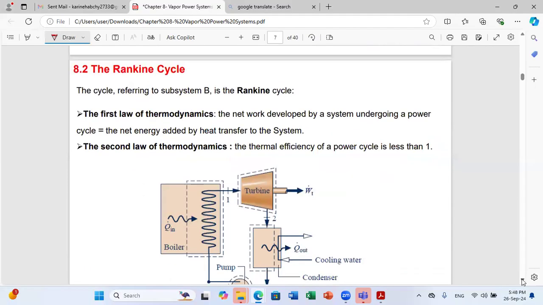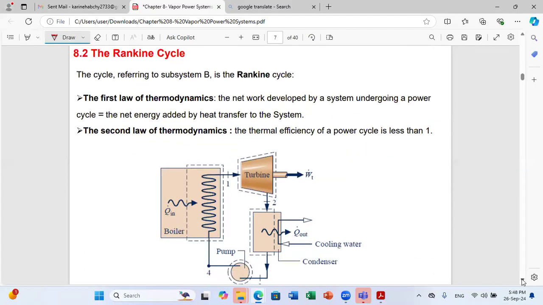Now that we understood the importance of the cycle, because it is the basic cycle for the majority of vapor power plant systems generating electricity, of course we need to know the main laws to use in order to study the performance of such a cycle. That's why in this chapter we introduced the first law and second law of thermodynamics, because we need them to assess the efficiency and performance of these cycles.